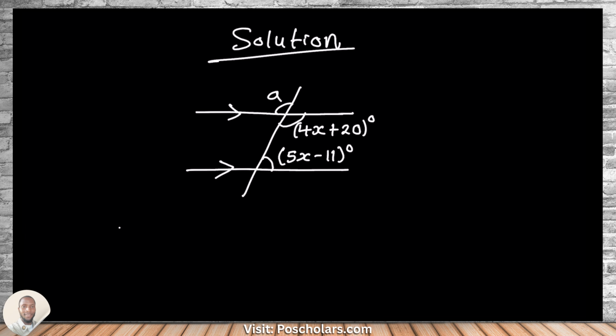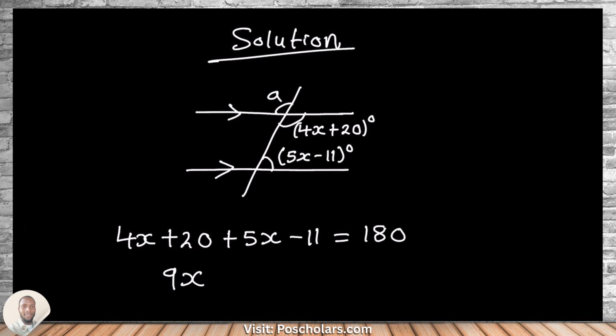So let's add. We have 4x plus 20 plus 5x minus 11 equals 180 degrees. What we just did is we added this angle and this angle, and we equated it to 180 degrees. Next, we simplify. 4x plus 5x gives 9x. Then 20 minus 11 gives 9. That's 9x plus 9 equals 180 degrees.